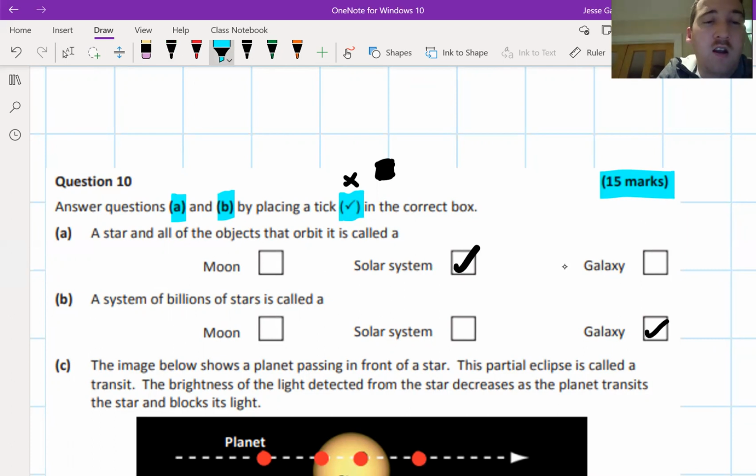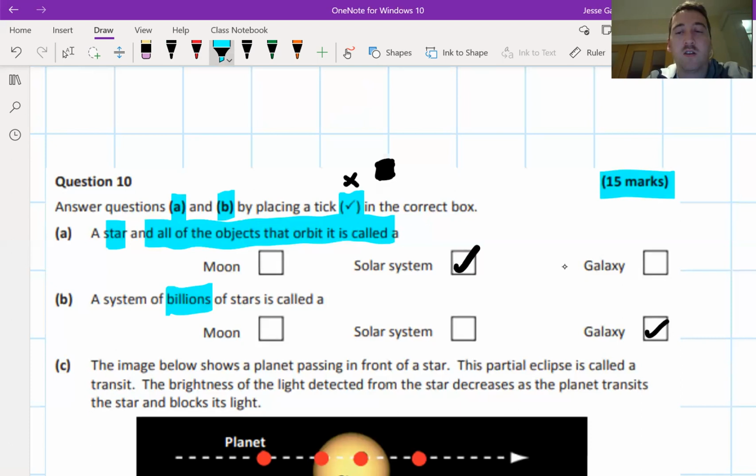So a star and all of the objects that orbit it. So something like our solar system with our sun, all the planets, all the asteroids, all the comets that orbit around our sun, we call that our solar system. Whereas a system or a collection that has billions of stars in it, that's not a solar system, that's a galaxy. So again, hopefully for most of us, I think for 99% of students, that's going to be a 30-second job, but you just have to be really careful that you do take time to read the question.